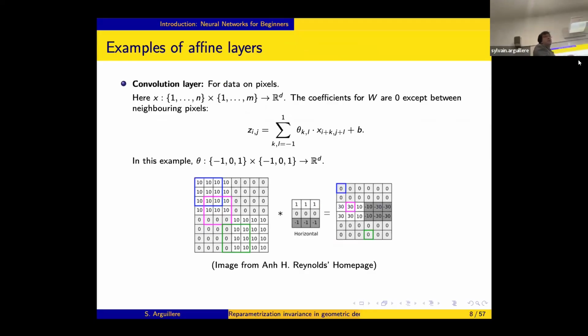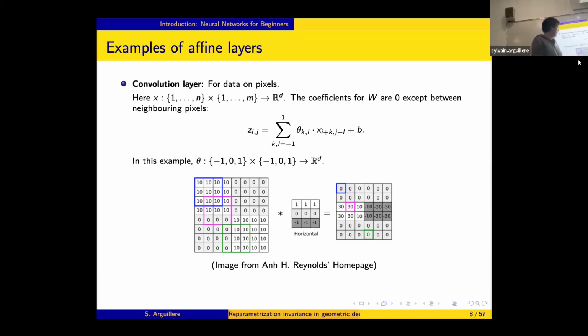Now, the thing is that was a lot of parameters. If you have an image with millions of pixels, then you take a linear map from millions of pixels to millions of pixels, for example, that's like trillions of parameters just for one layer. It's not really efficient. So instead, people came up with what's called a convolution layer.